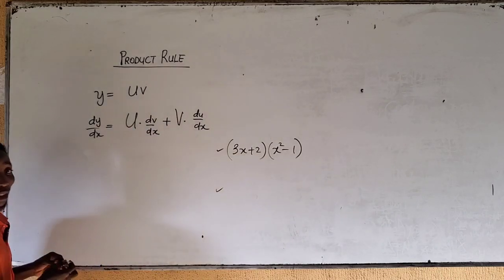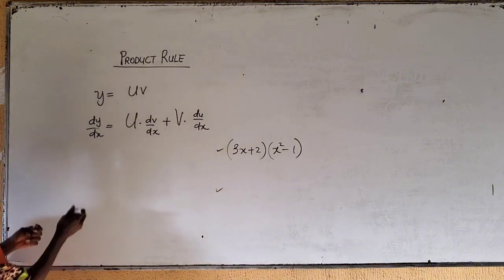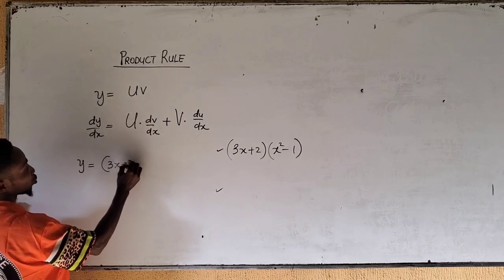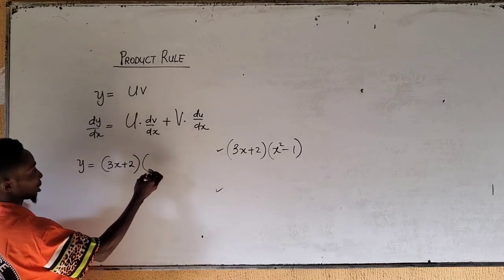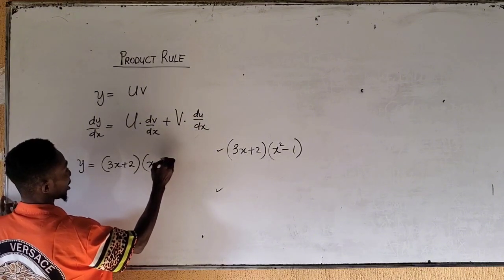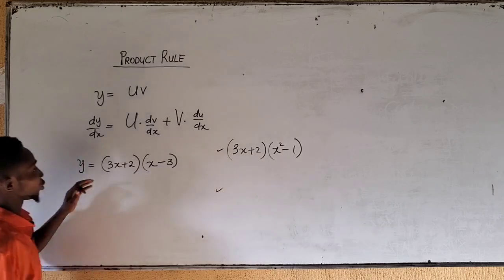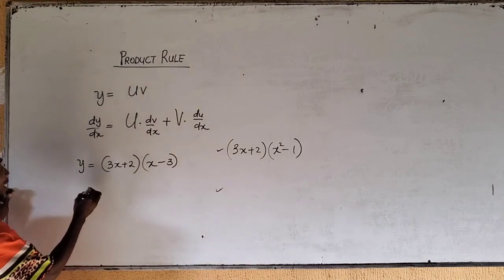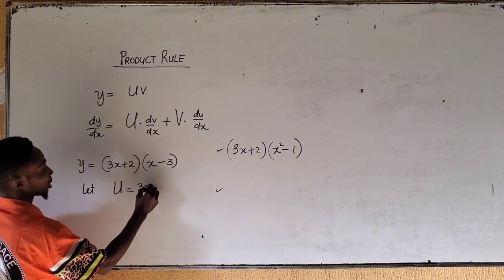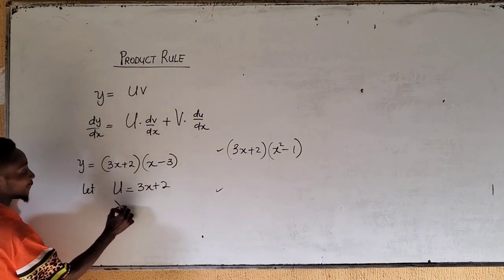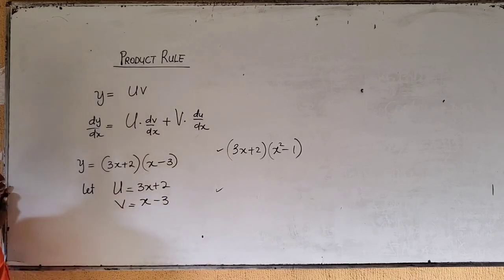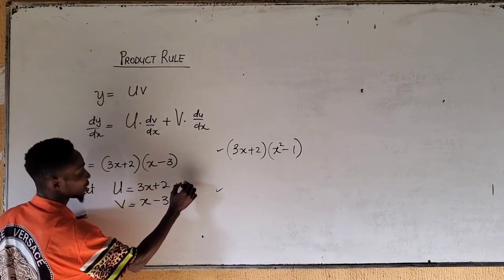So without wasting time, let's take one practical question. If y is given as (3x plus 2) into brackets, let's say (x minus 3), using product rule. So you say let u equal to the first bracket 3x plus 2 and let v equal to the second bracket x minus 3. And if this is true, now let's differentiate.